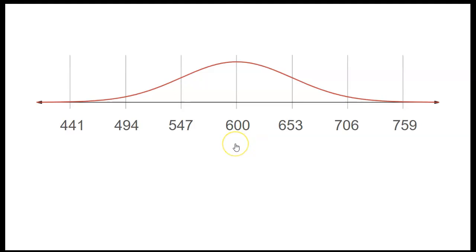So I was told that the mean was 600. I was also told that the standard deviation was 53. So I used that standard deviation of 53 to then fill in 3 standard deviations above and 3 standard deviations below the mean by either adding 53 or subtracting 53.